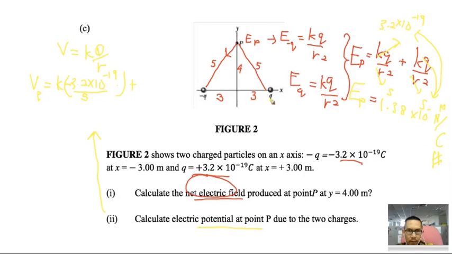And V for the positive Q here is equal to k times 3.2 times 10 to the minus 19 over 5, and the value of V is equal to 0, because this is negative, this is positive, and the magnitude is the same value. So V at P is equal to 0.